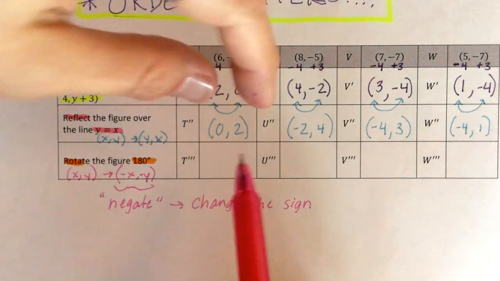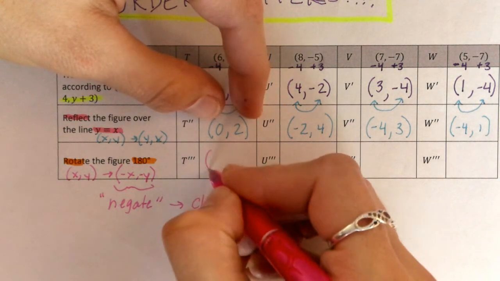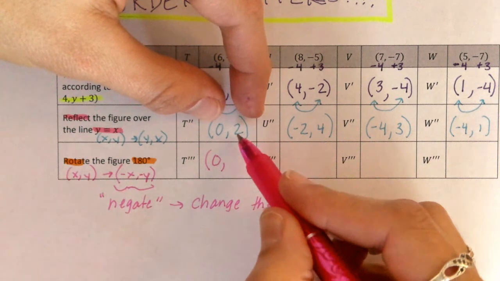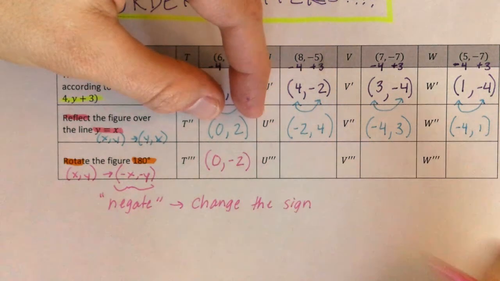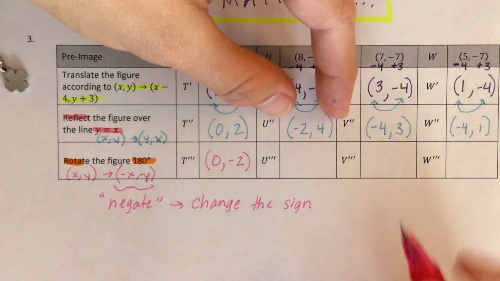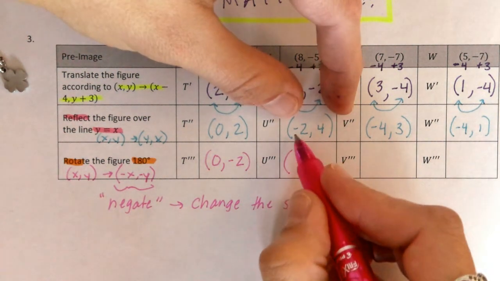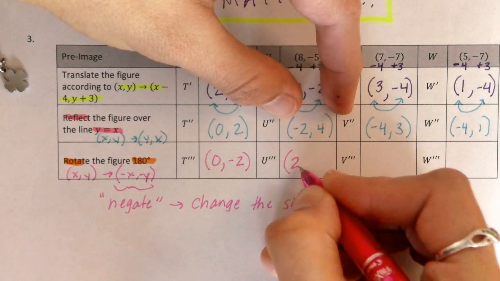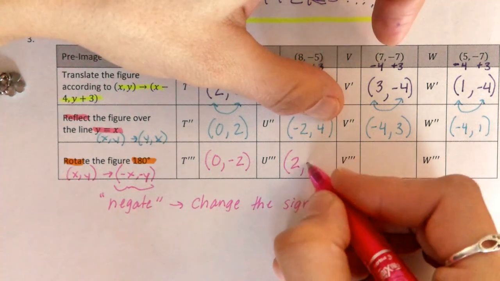So when we take a look at T double prime, well, 0, there is no change in the sign, just 0. The positive 2 is going to turn into a negative 2. So again, all we're doing is just changing the signs. We're not switching them around or anything. U double prime, my negative 2 is going to turn to a positive 2. My positive 4 turns to a negative 4.